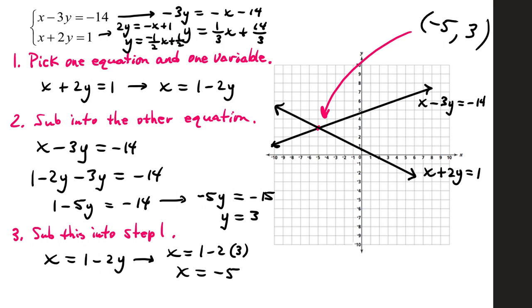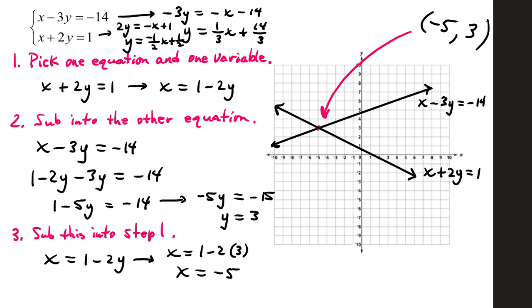In the second set of systems of equations, we have x minus 3y equals negative 14, x plus 2y equals 1. Again, I'll let you guys decide which equation and which variable would be the easiest to solve. You guys told me to take the second equation and isolate x. So if I subtract 2y, I have x equals 1 minus 2y. And that was a good move. In my opinion, that was one of the easiest to isolate.